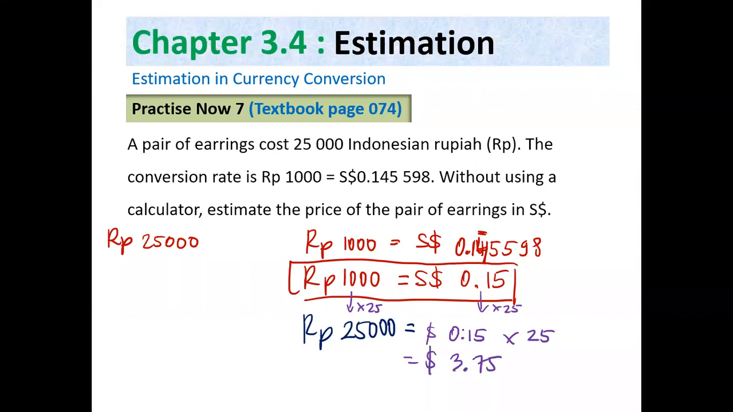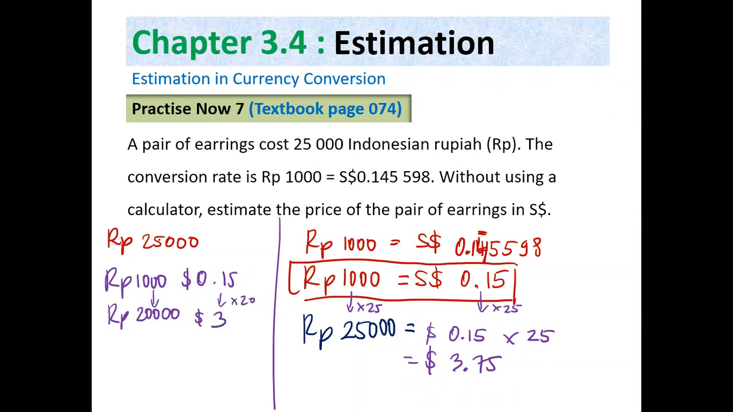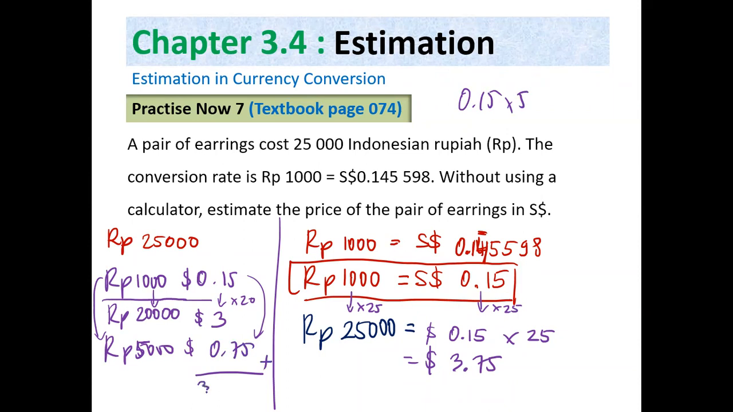Okay. Or again, I have another idea. 1,000 rupiah will be $0.15, right? And then how about 20,000? 20,000, just multiply by 20, right? So you multiply this by 20, you will get 3. But we still have 5,000, because the question is asking you for 25,000. You again multiply the 1,000 by 5, 0.15 by 5. 0.15 times 5 is 0.75. And add all the numbers, 3.75. So without a calculator, you still can do this easily.